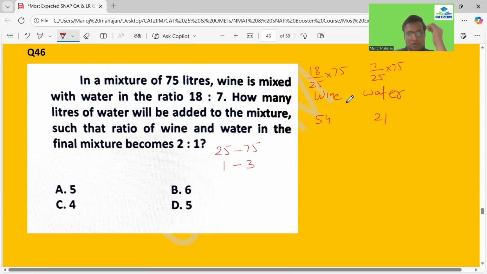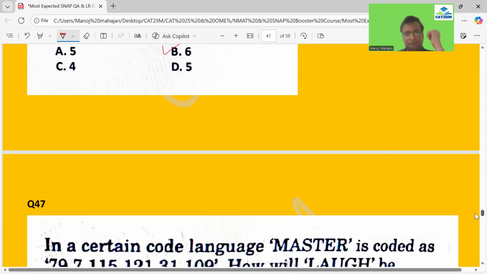So wine was not added, right? So the ratio is now 2 is to 1. So this 2 part is 54, right? So that would still remain 54. So 2 is 54, 1 would be 27. So how much is the addition of the water? 6. So that's the way we can do it if we want to answer in 30 to 60 seconds, right? So that would be with ease.